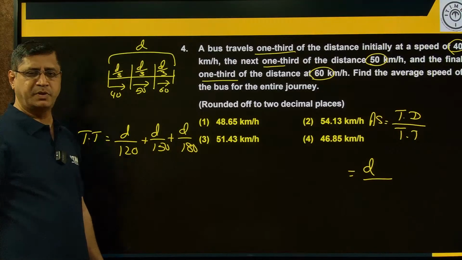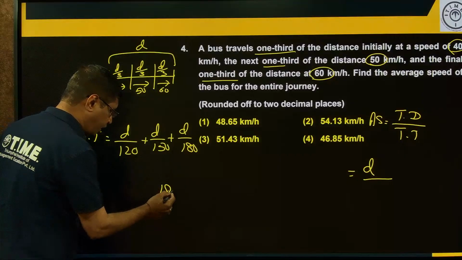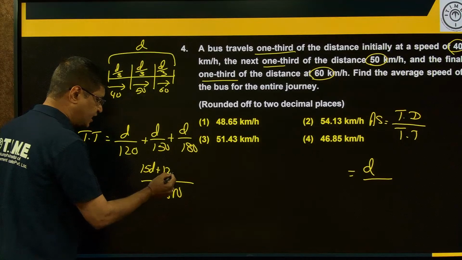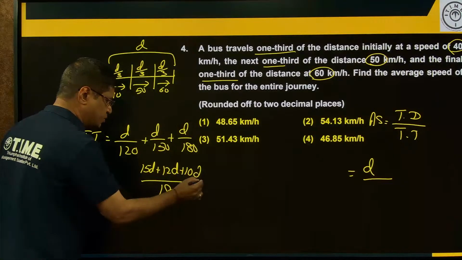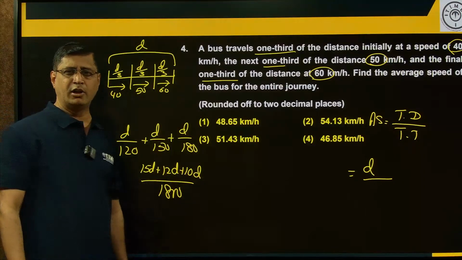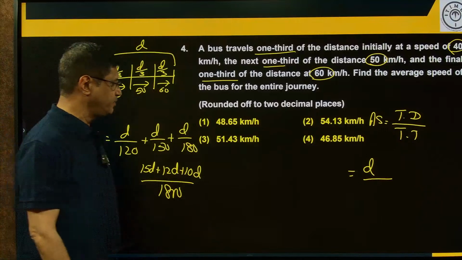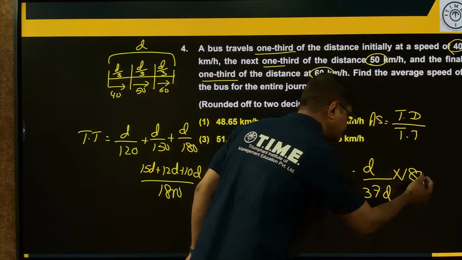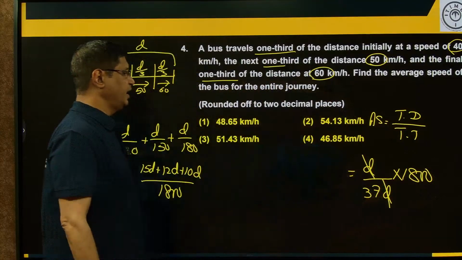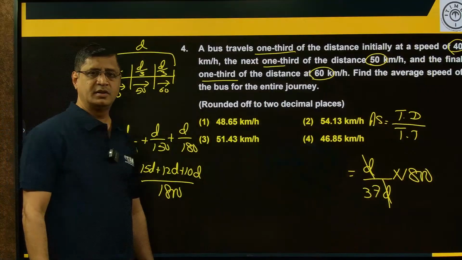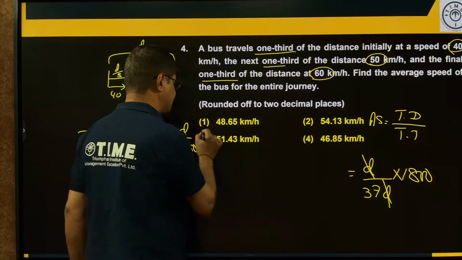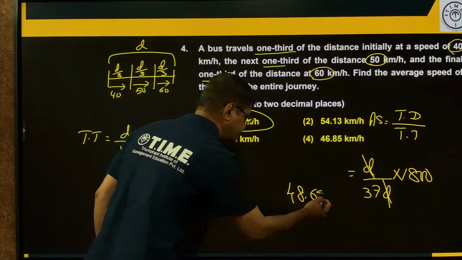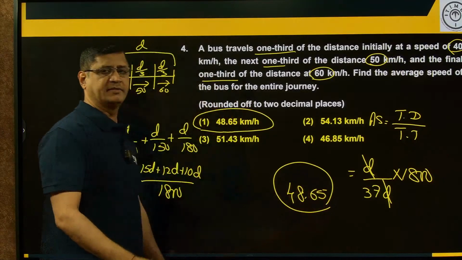Time is distance by speed. Simplify. 1800 is the LCM. Here 120 goes 15 times, 150 goes 12 times, 180 goes 10 times. Now, what is the sum of all these parts? 12 plus 15 plus 10, that is 37D. So 37D by 1800. Now, D and D get cancelled. 1800 by 37. Simplify, it will give 48.65. Right choice, option 1. 48.65 kilometers per hour.